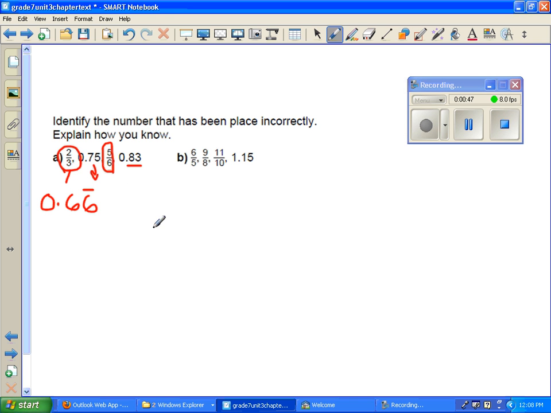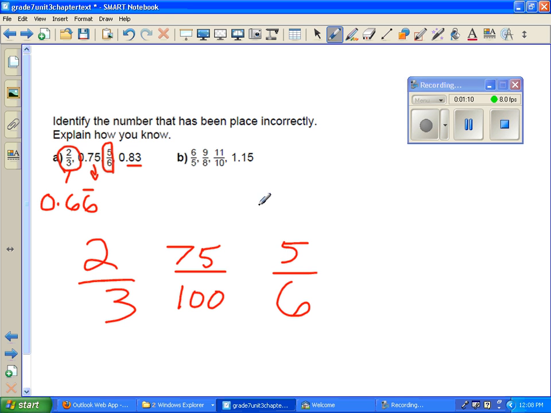The other option is you could always find a common denominator and change them all to fractions. So here's your fractions you've got, 2/3. Here's the one up here, 75 hundredths would be 75 over 100, like that. You could then look at 5/6, and then you can look at 83 hundredths, so it would be 83 over 100. So really the only ones you need to know are this one and this one. So let's compare these two guys here.